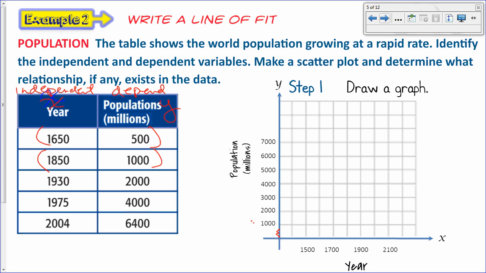So 1650, I had 500 million. So where's 1650 down here at the bottom? What would be halfway between these two? Right there, between those. Right between those and then maybe a little over? Okay, does it have to be exact? No, because it is a scatter plot. It's just ballpark. All right? We want to get it fairly pretty close, okay?